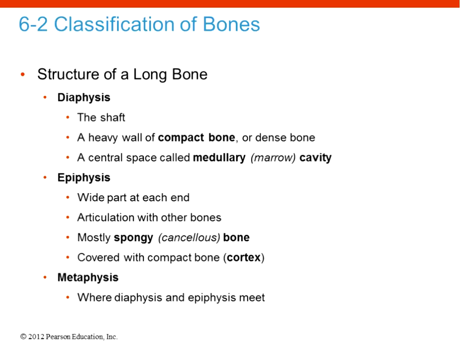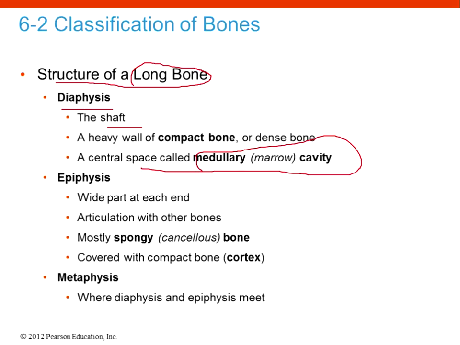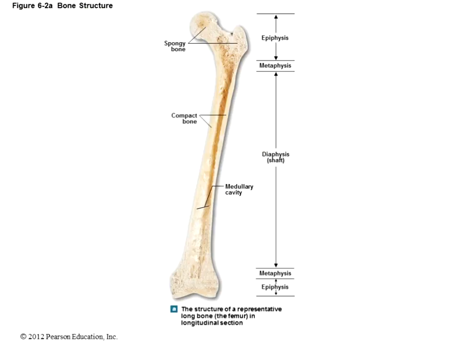The structure of a long bone, as I said, long bone will probably be one of the more common typical bones that we look at. And long bone is made up of a diaphysis, which is the long shaft in the middle, which typically has a hollowed medullary cavity on the inside of the shaft. The epiphyses then are the wide parts at each end, which are typically made more of spongy bone, whereas the diaphysis is typically made of compact bone. And then the metaphysis is where the diaphysis and the epiphyses actually meet.